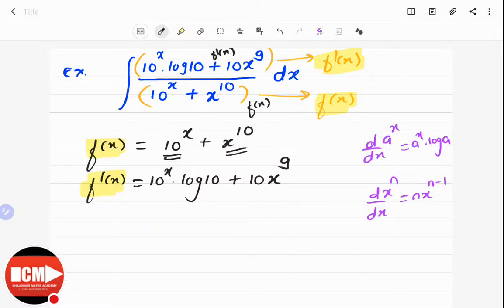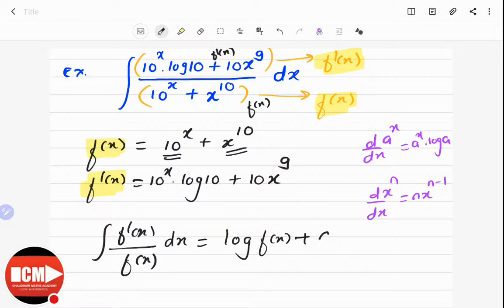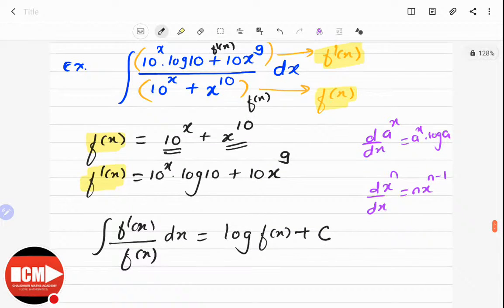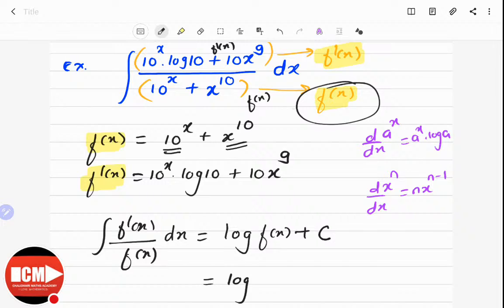So this is the function, this is its derivative. Please try to apply the corollary. The corollary is f dash of x upon f of x: function in the denominator, derivative in the numerator. The answer is log of f of x plus c. So the final answer for this question, log of f of x, in this case, is this term, that is nothing but the denominator. The answer is log of 10 raised to x plus x raised to 10 plus c.